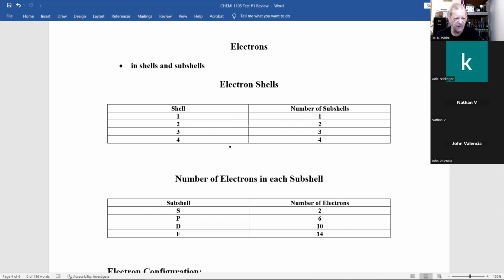And what you should also know is that shell 1 is the lowest energy, and 4 in this table is the highest energy.